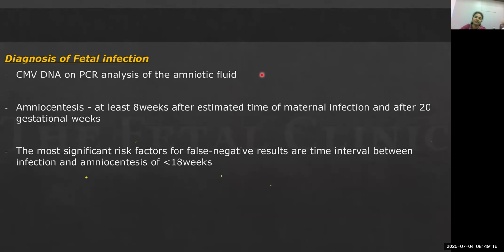The diagnosis of fetal infection is by CMV DNA on PCR analysis of the amniotic fluid. The timing of amniocentesis is important. At least 8 weeks should have passed from the estimated time of maternal infection, and it should be after 20 weeks of gestational age. This is because some maturation is needed, and urine production must be sufficient so that we are able to detect the CMV DNA in the amniotic fluid. The most significant risk factor for a false negative result is doing it within a very short interval, or doing an amniocentesis at less than 18 weeks.